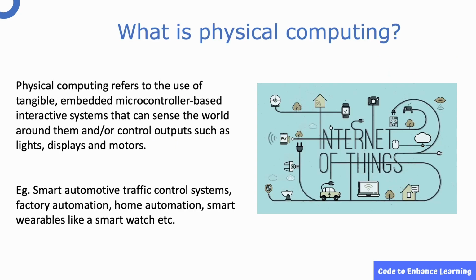Physical computing refers to the use of tangible, embedded microcontroller-based interactive systems that can sense the world around them and or control outputs such as lights, displays, and motors. Human interaction plays a pivotal role in making these systems. Examples include smart automotive traffic control systems, factory automation, home automation, smart wearables such as a smart watch, etc. All these are a subset of embedded systems and the Internet of Things.